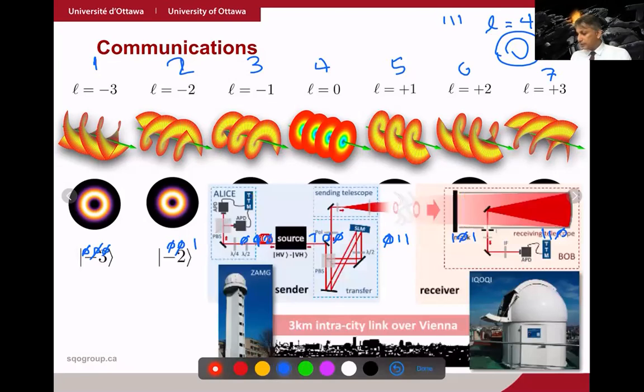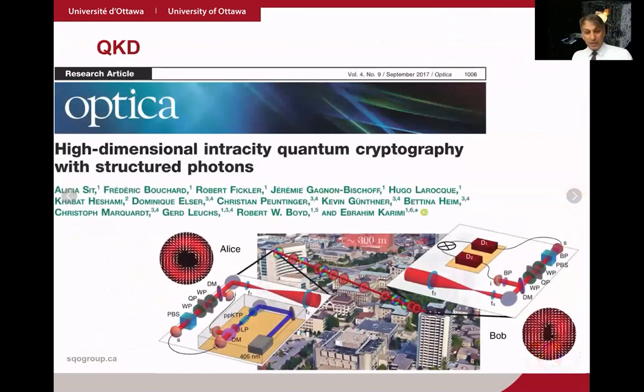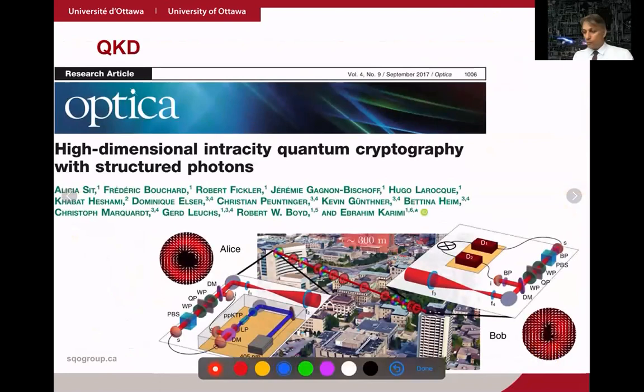And they tried in many different ways. In Vienna, Anton Zeilinger's team tried sending information in free space over 3 kilometers. And also in Rome, they tried in a hall to send information via a combination of orbital momentum and polarization of light in a free space channel. And that also has application on the quantum photonic side, when people want to send information securely.